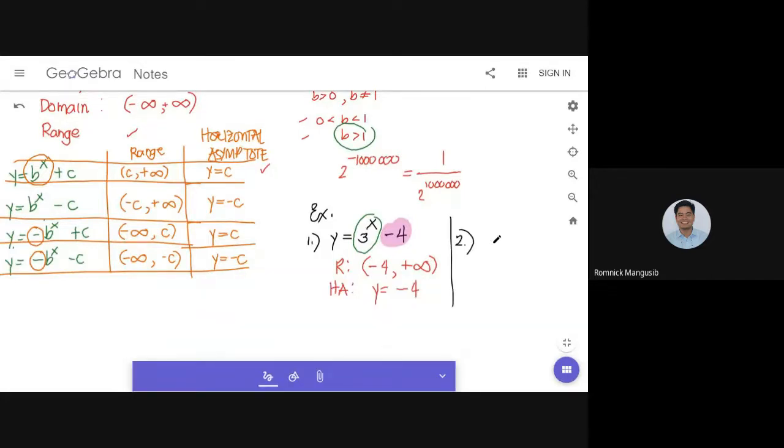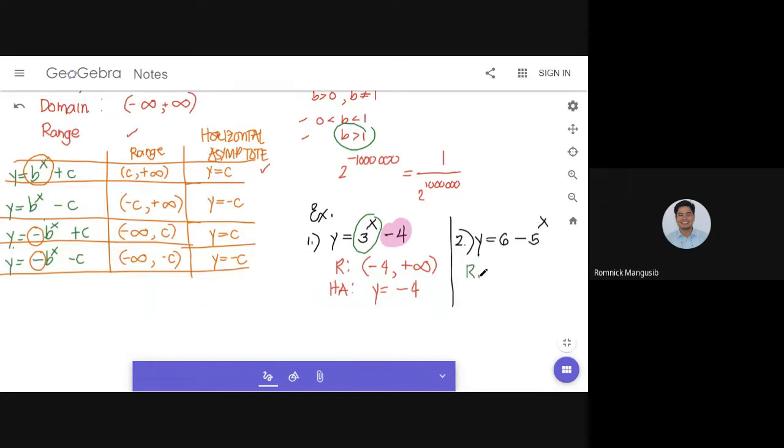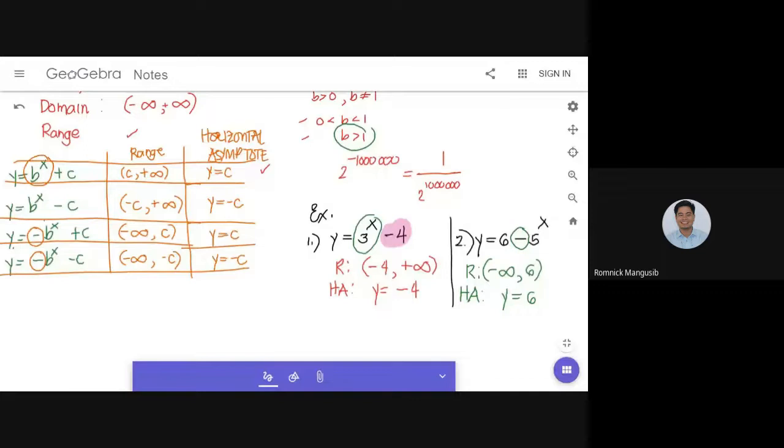Paano kapag meron tayong y is equal to 6 minus 5 raised to x? So in this case, class, ang mangyayari naman dito, dahil nakita mo ang negative symbol, negative of 5 raised to x, meaning to say, pababa na siya. And then that is less than 6. So ang horizontal asymptote nito, kunin mo ang constant na 6, equate mo lang sa y. So y is equal to 6. Warning, hindi mo pwedeng gamitin ang 6 lang. Hindi mo rin naman pwedeng sabihin na y lang. It should be y equals 6.